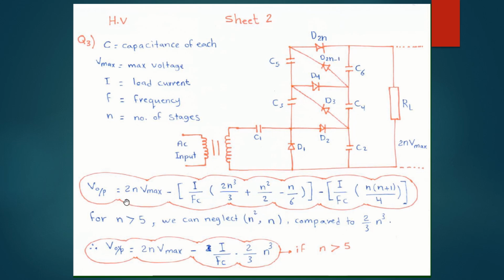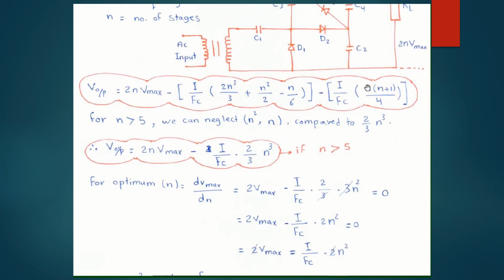So if you have the number of stages less than 5, you can use this formula to solve your question. For N greater than 5, if the number of stages is bigger than 5, we can neglect N squared and N compared to N to the power 3. So if N is greater than 5, we will use this formula, which is 2N Vmax minus I, the load current, divided by the frequency into the capacitor, into 2 divided by 3 into N to the power 3. This is only if the number of stages is greater than 5.